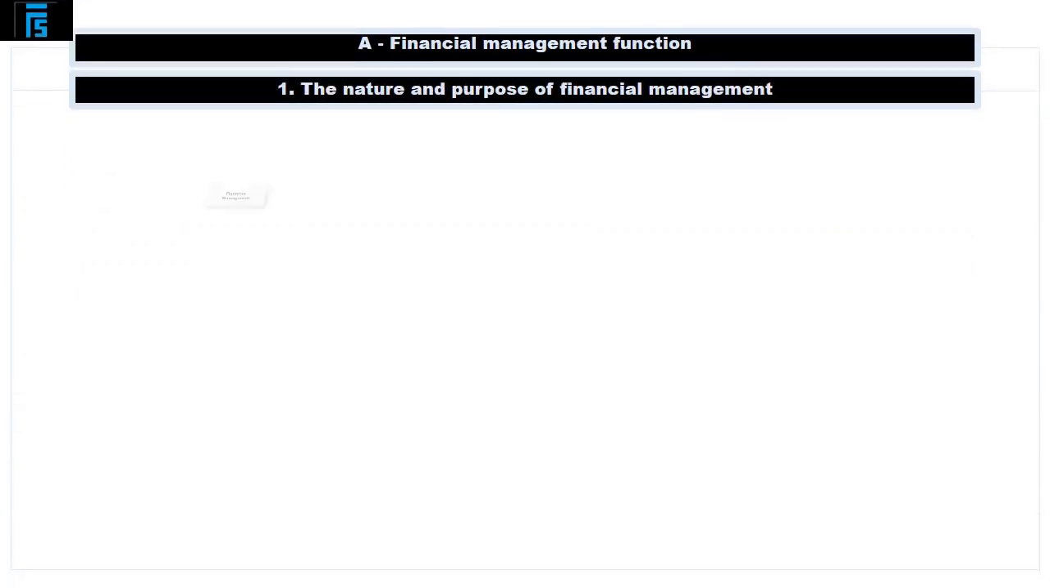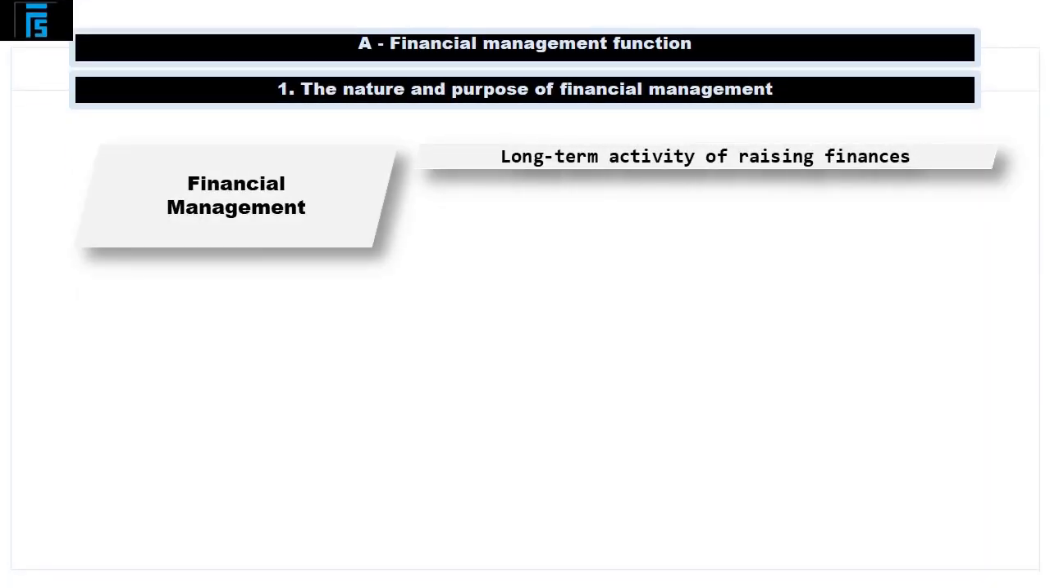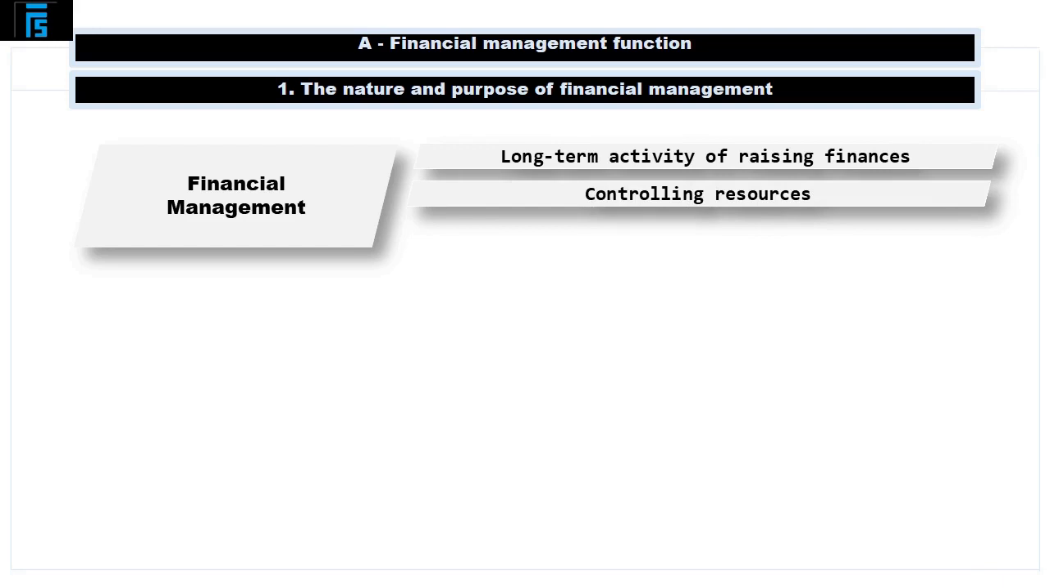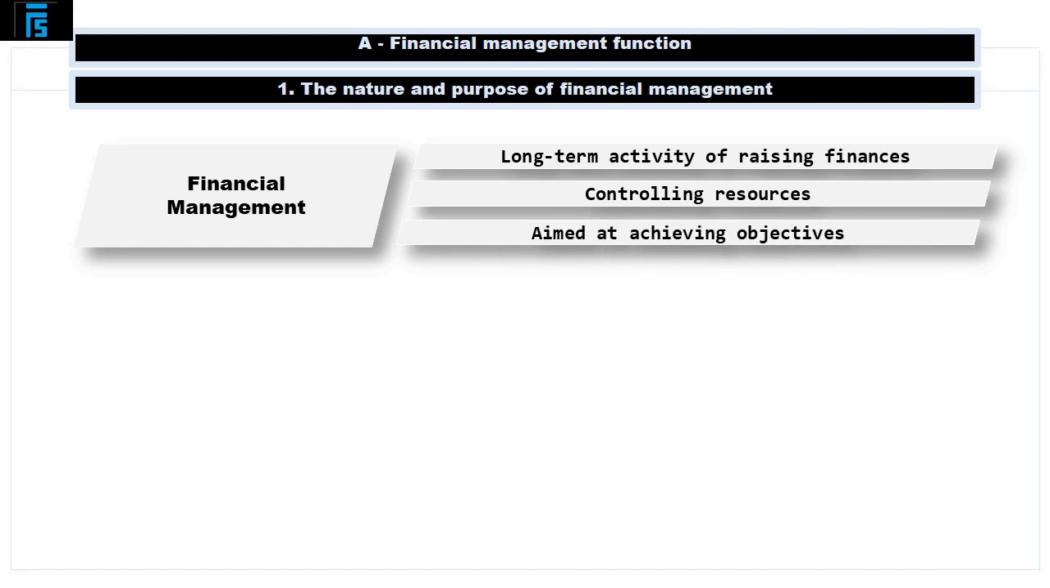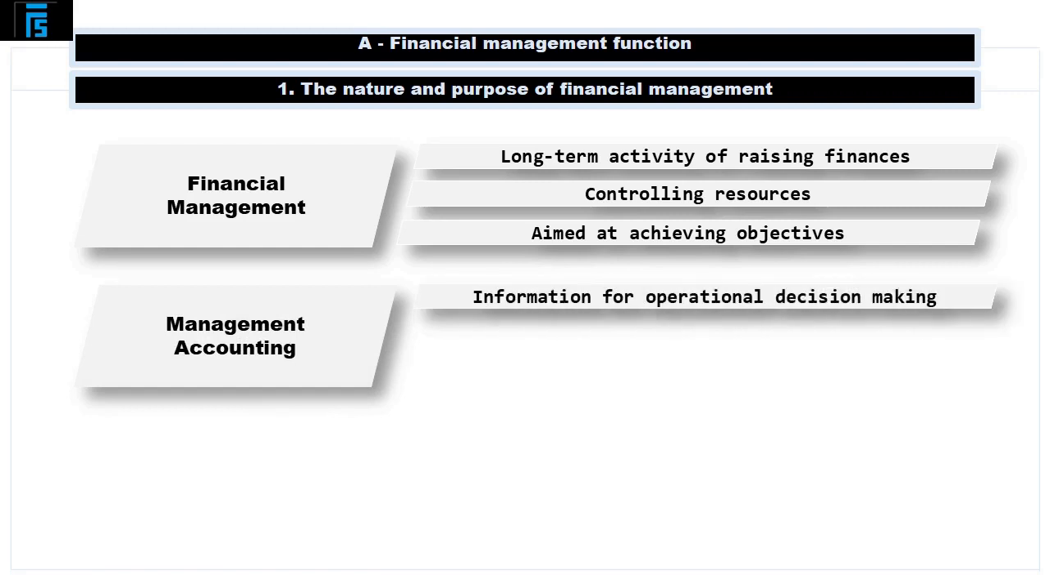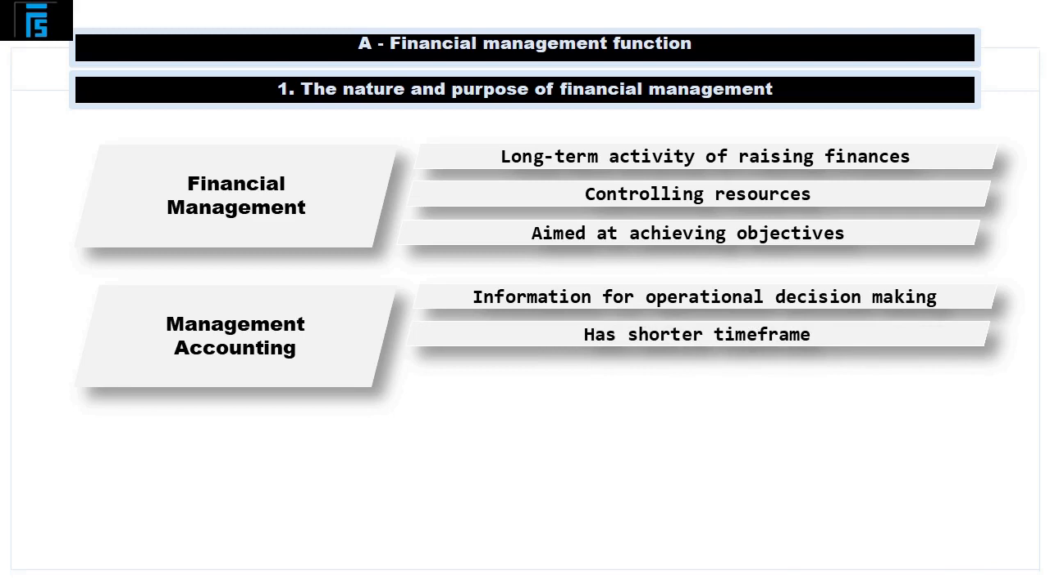Financial management is a long-term activity involving a long-term view of raising finances, controlling resources, with the objective of achieving an organization's goals. For example, the investment decision to build a factory is one that spans many years. Management accounts are prepared to give information on daily operations so short-term decisions can be made. Management accounting timeframe is much shorter, with organizations preparing them on a monthly or annual basis.